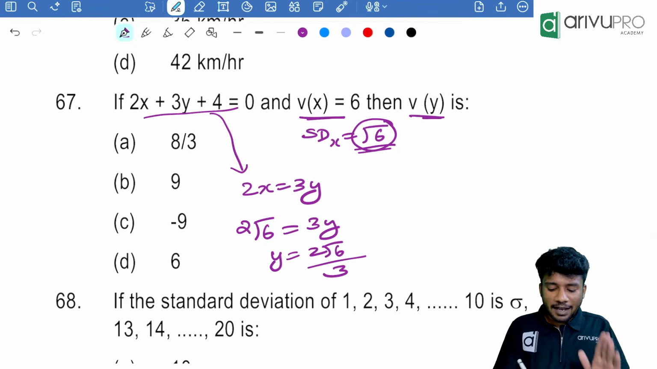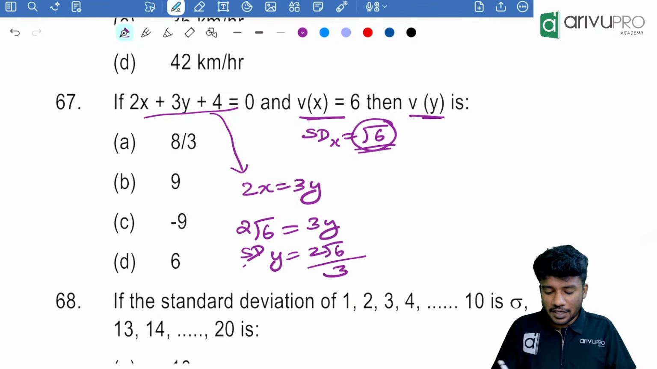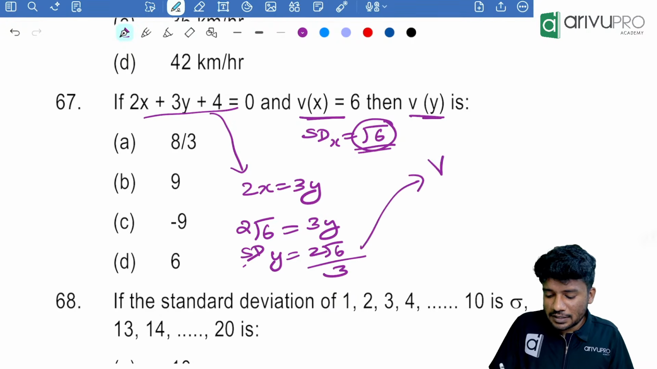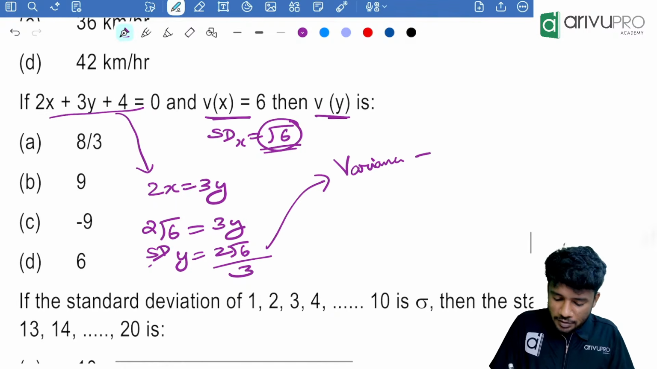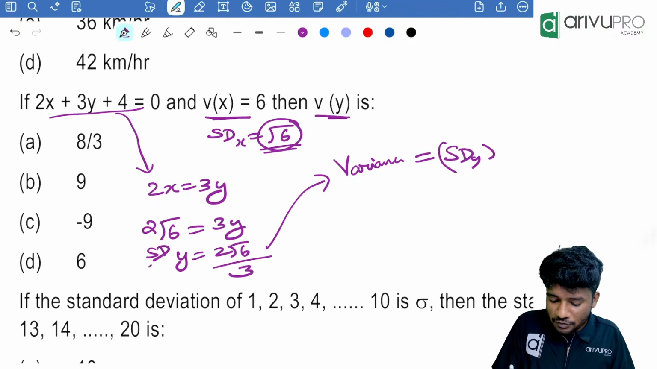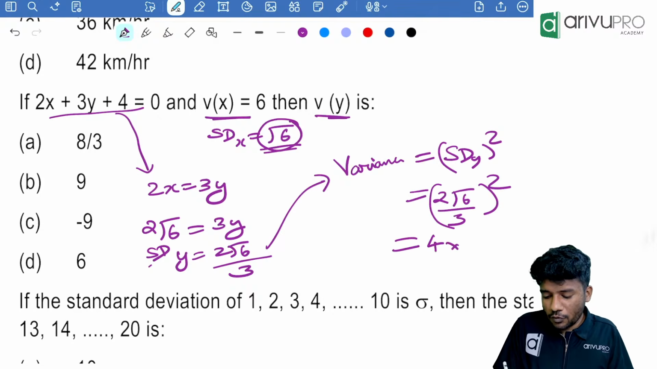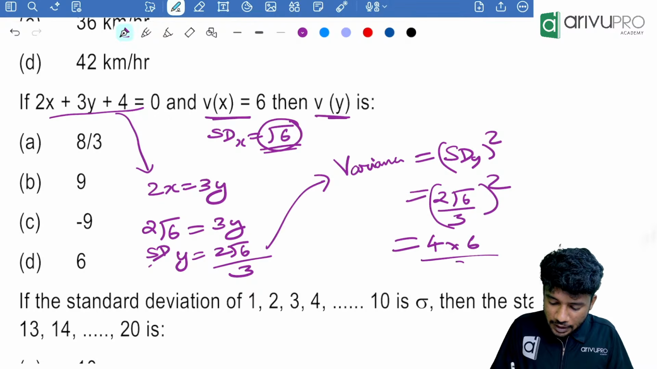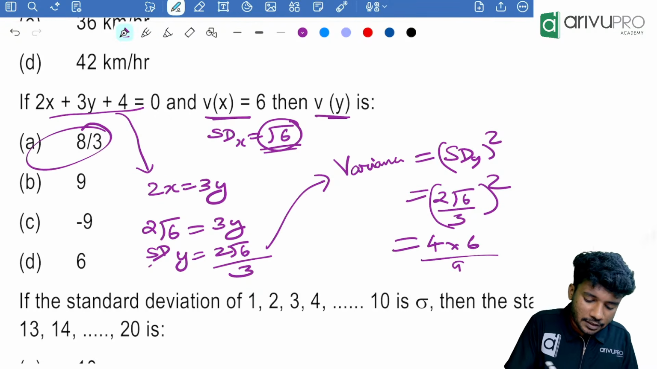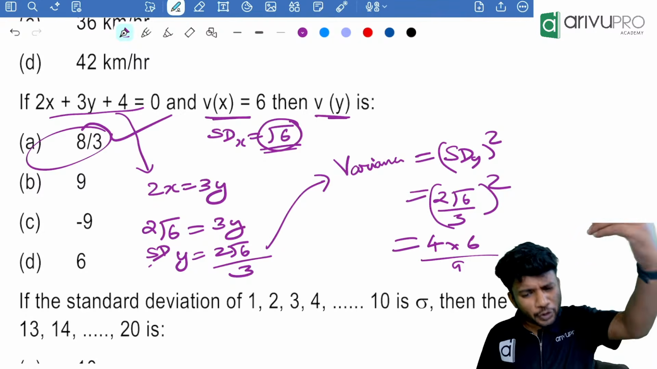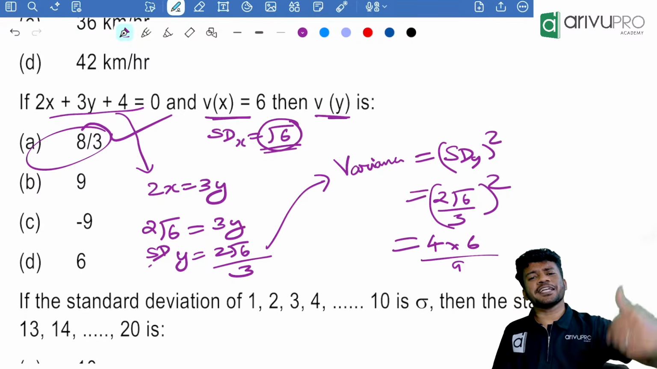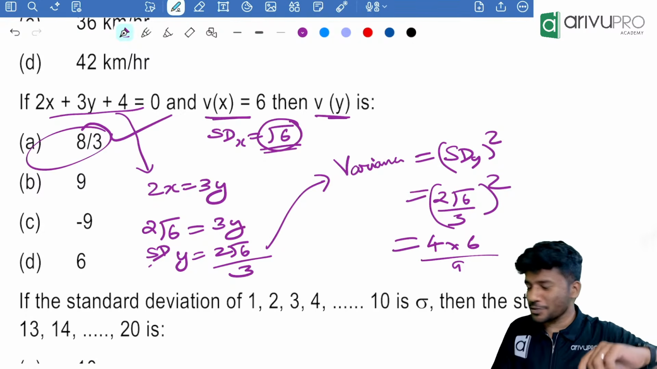Now, people, you have the standard deviation of y. If standard deviation of y is there, then variance is how much, people? Variance is equal to standard deviation of y square. That is nothing but 2 into root 6 divided by 3, the whole square, which is nothing but 4 into 6 divided by 9, which is 8 by 3. Option A is your answer, or you can directly use your calculator to get the answer. I hope that you understood that.